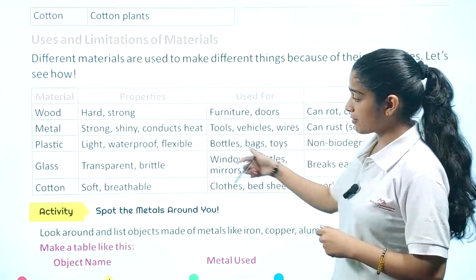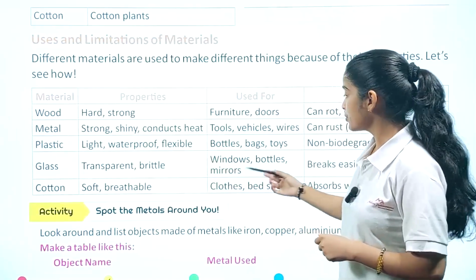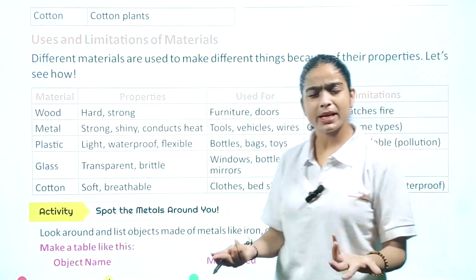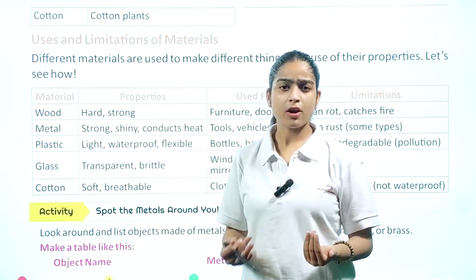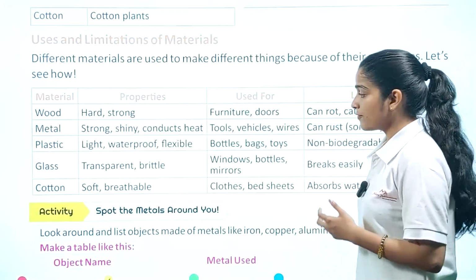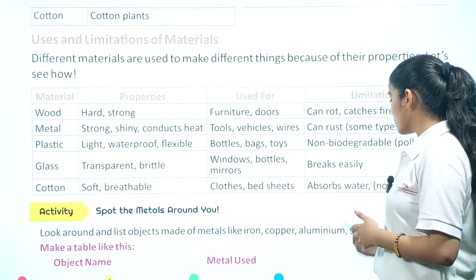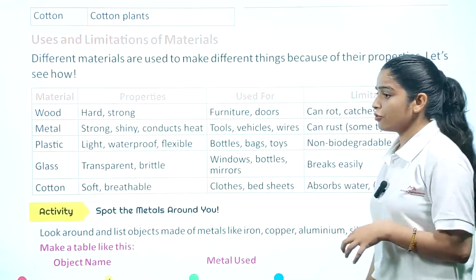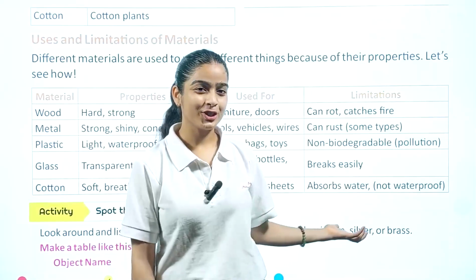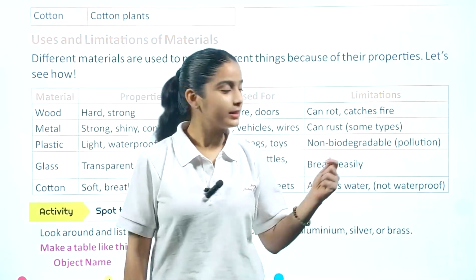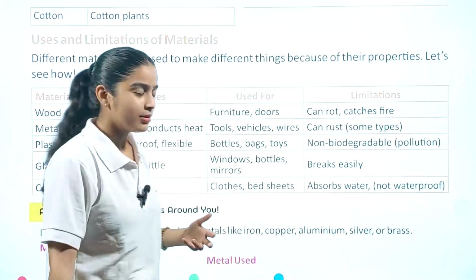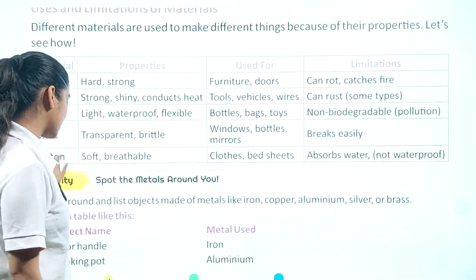Now, next we have glass, which is transparent, brittle, used for windows, bottles, mirrors, and breaks easily. It is useful for us, but it breaks easily, so it is costlier also for us. Next we have cotton: soft, breathable, used for cloth and bed sheets, absorbs water, not waterproof. So it is not really a limitation, it is a good thing about cotton, but it absorbs water. Sometimes that becomes difficult and becomes a limitation for us as well.